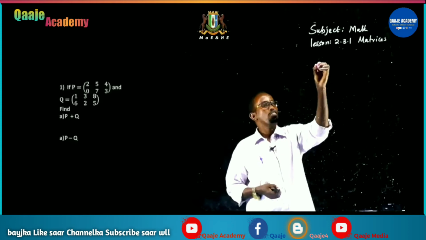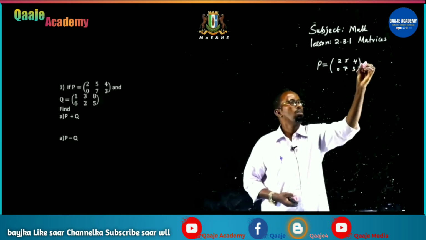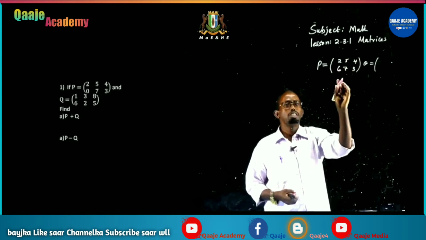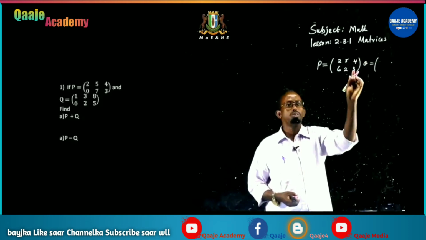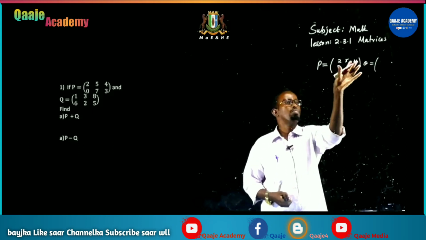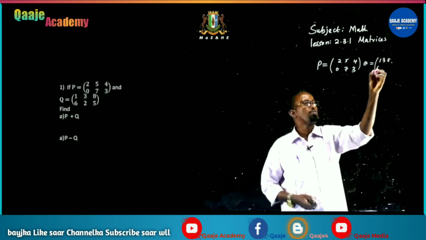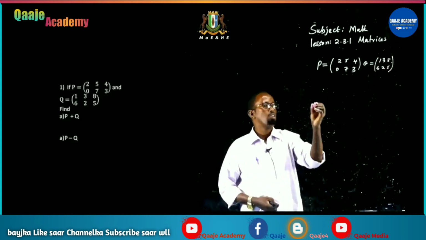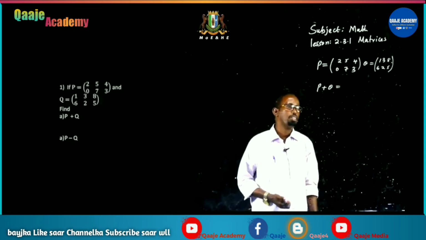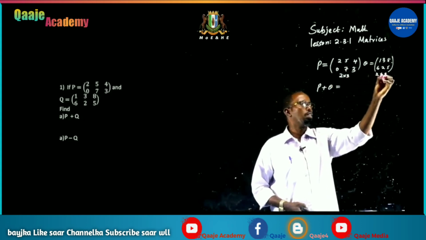Now, example: if P is equal to 2, 5, 4, 0, 7, 3, and Q is 1, 3, 8, 6, 2, 5, you are told to find P plus Q. Step number one is to check whether the two matrices have the same order. The order of this one is 2 by 3, meaning 2 rows and 3 columns. This one is also 2 by 3, meaning 2 rows and 3 columns.